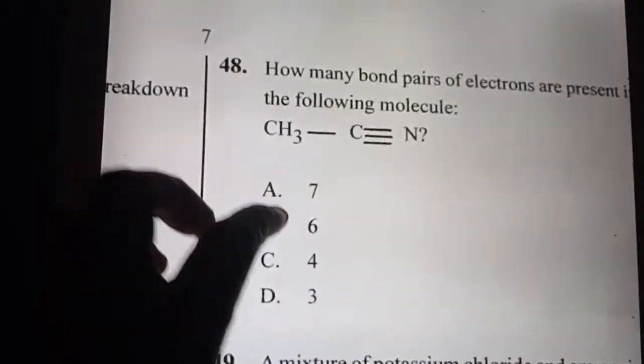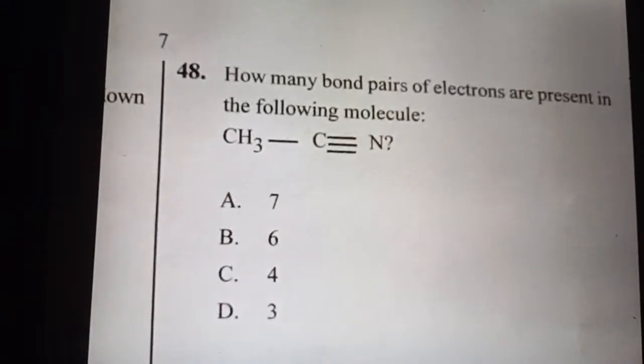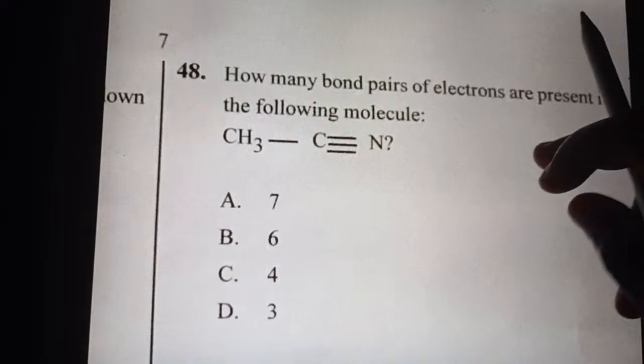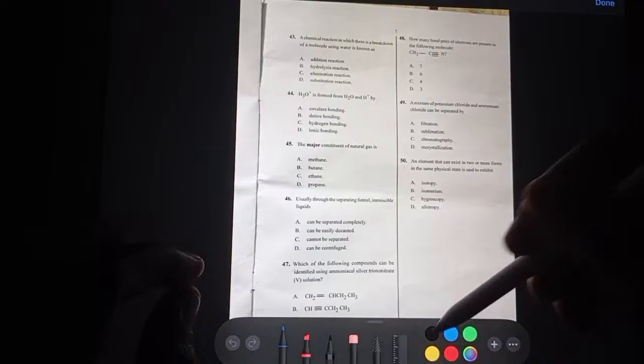Now question 48 says how many bond pairs of electrons are present in the following molecules? How many bond pairs? Let me pick the pen and write on it directly. Here we have to be careful.